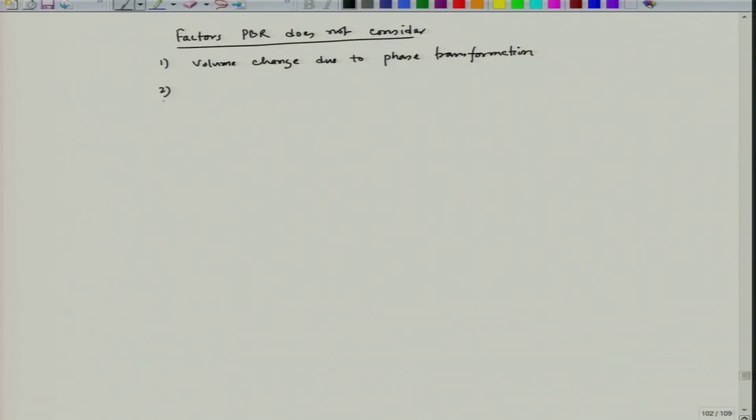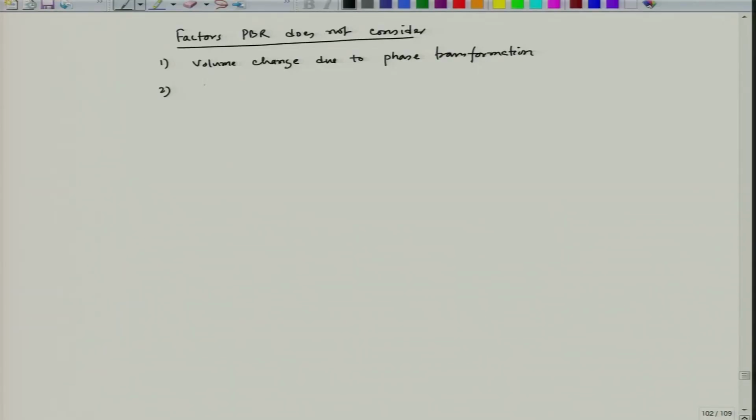Second part, for example, in case of one metal, the PBR ratio is around 1.5, but if that oxide has a low vaporization temperature, then that would lead to a problem. Even if it has a very favorable PBR, at high temperature it will vaporize, because it has a very high vapor pressure, since its boiling point is low. That is also not considered in case of PBR.